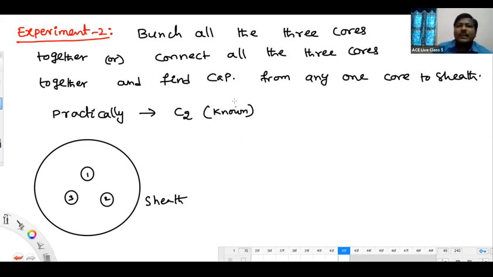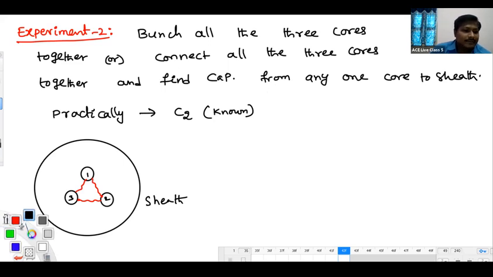What can I do now? Bunch all the 3 cores together, or connect all the 3 cores together. See this, I am connecting core number 1 to 2, 2 to 3, 3 to 1 like this. 1, 2, 3 are joined together by using some wires.